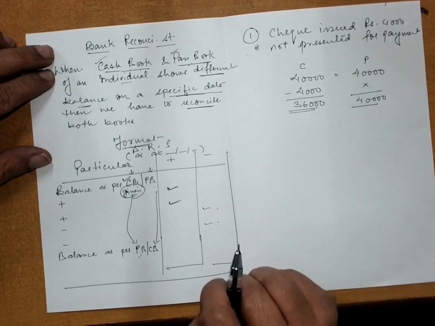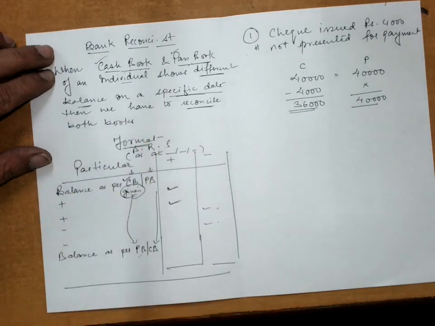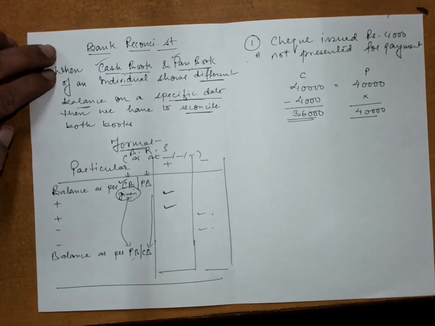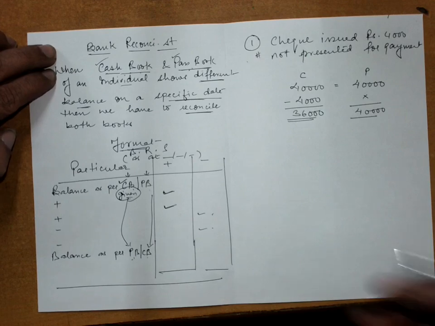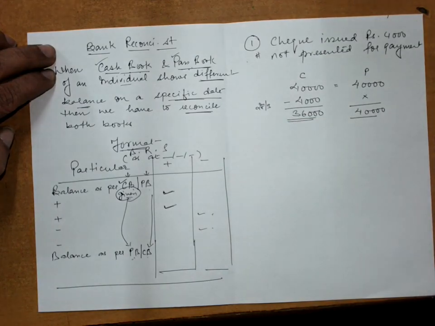So because of this transaction my cash book is showing 36,000 because I issued a check, followed the principle of conservatism. As soon as check was issued, I showed it as a payment. But that person never presented that check to the bank, at least till the date we are preparing bank reconciliation statement. Say I was just reconciling it on 31st of March 2017. On that date, this check was never presented to the bank. For example, I gave this check on 28th of March. Till 31st of March, 2-3 days later, it was not yet presented. So my passbook was showing a balance of 40,000.